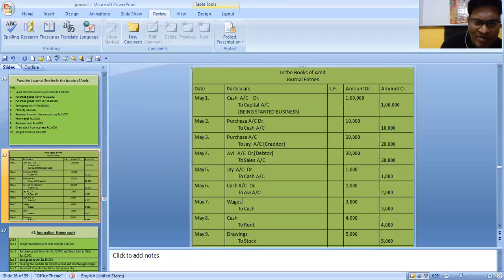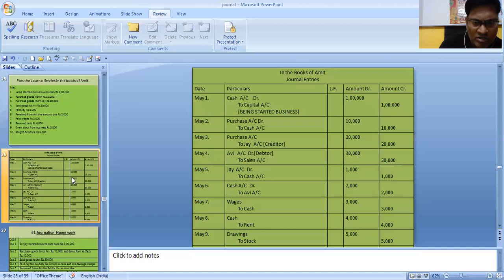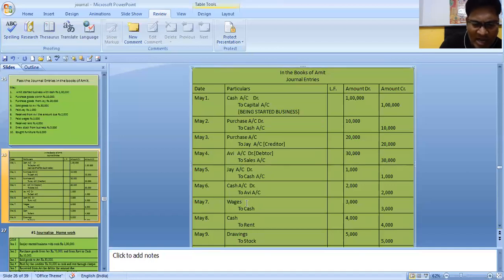Then we are paying wages on May 7th. On May 7th, we are paying wages 3000. So when we are paying wages, wages is a nominal account.